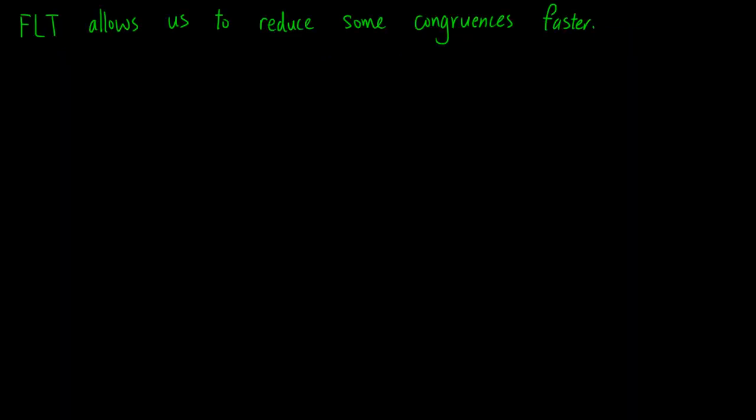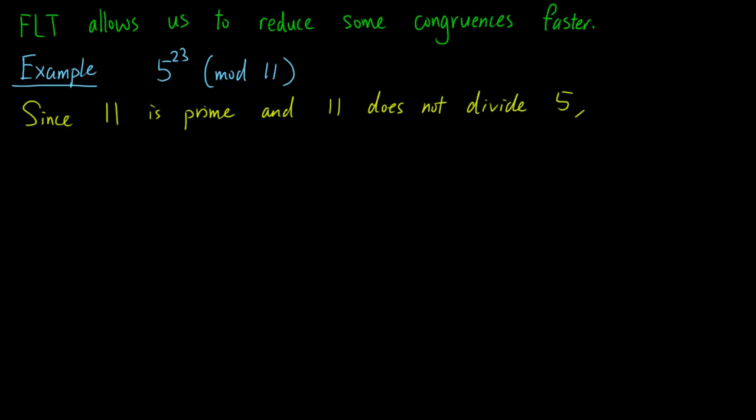Fermat's little theorem allows us to reduce some congruences faster than we can before. Let's consider this example where we want to reduce 5 to the 23 mod 11. We have seen how we can do this by successive squaring in the last video, but here we can do it much faster. We check that 11 is prime, and it does not divide 5, so using Fermat's little theorem, we have 5 to the 10 is congruent to 1 mod 11.